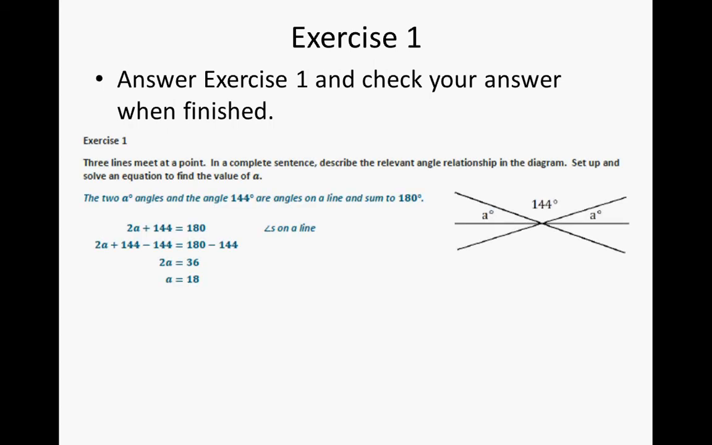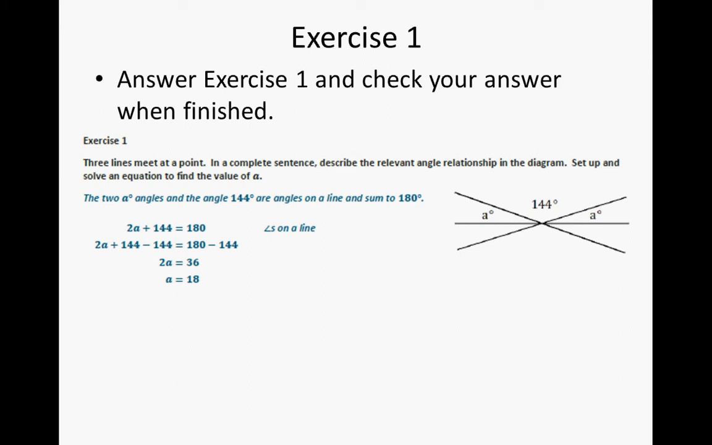Alright, you should be done with exercise 1, and this is what you should have. The two A degree angles and the angle 144 degrees are angles on a line and sum to 180 degrees. So therefore, if I have two angles that are A, which are unknown, that would be 2 times A plus 144 equals 180. And the reason for that is because we have angles on a line.